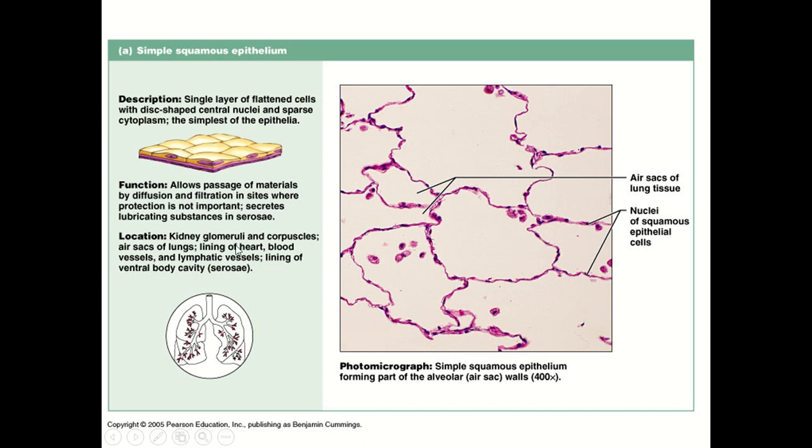As for the location, you can find this inside your kidney glomeruli and capsules, the air sacs of your lung, which refers to your alveoli, and the lining of your heart, the blood vessels and lymphatic vessels, and it also makes up the lining of the ventral body cavity, which is referred to as the serosa.